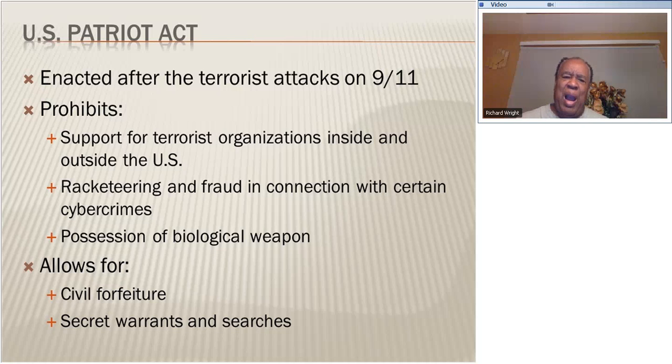I would opt to give up some of my privacy rights. And as I said to someone, the only people who should be concerned about Patriot Act violations are those who are up to terrorist or criminal activity, and period. And that's it. That's it.